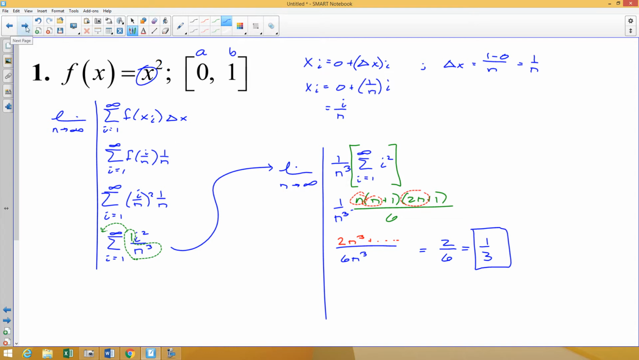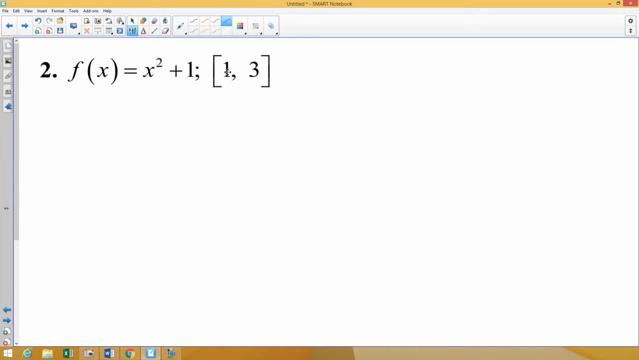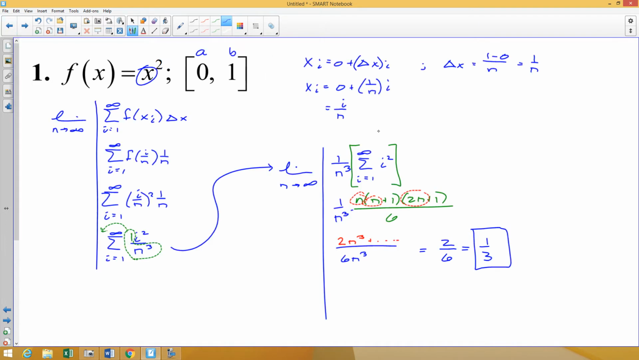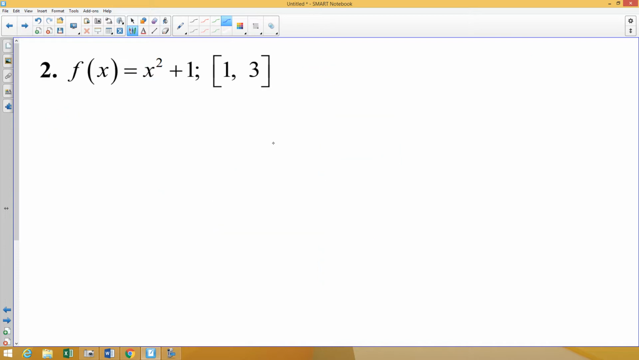So getting to an uglier example, and this one's going to be bad because my interval does not begin at 0. An interval that begins at 0 is really nice because then your x sub i is 0 plus something, and it cleans up your x sub i. If your interval begins at a non-zero x coordinate, then it gets a little bit worse. So my delta x, I'm going to start by finding that. That's going to be 3 minus 1 over n, or 2 over n. x sub i is your initial value, a, so 1, plus your delta x.